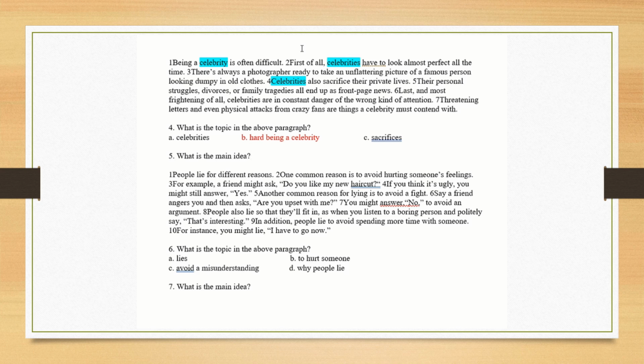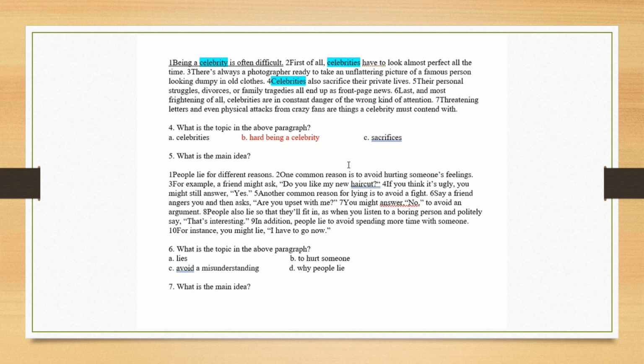So what sentence is the main idea? What sentence is the author's point about it's hard to be a celebrity? If you said sentence 1, and I'm going to underline the main idea, you are correct. Sentence 1 tells you that it is hard being a celebrity, and then the other sentences in the paragraph actually provide examples and reasons why.